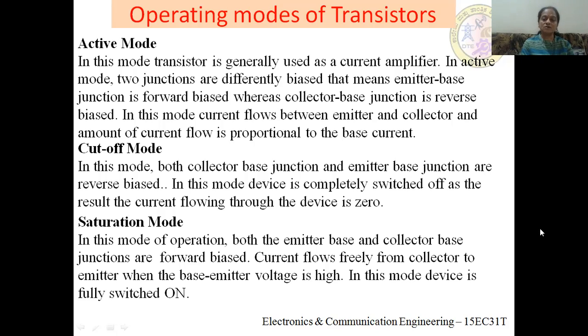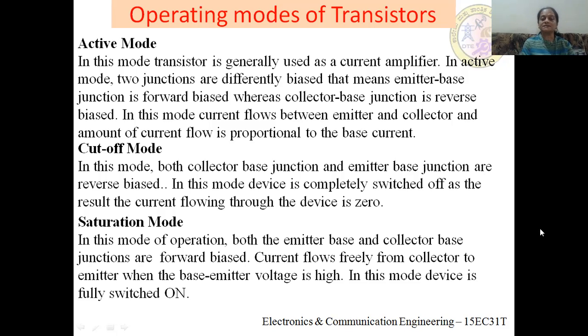When you make base common, it's called a common base. If you make an emitter common, it's called a common emitter. And if you make a collector terminal common to both input and output, it's called a common collector connection. But the CE mode is the most commonly used method of connecting the transistor. That is, emitter is made common to both input and output because it has the highest amount of current amplification. That's why they always go for a common emitter mode of operation.